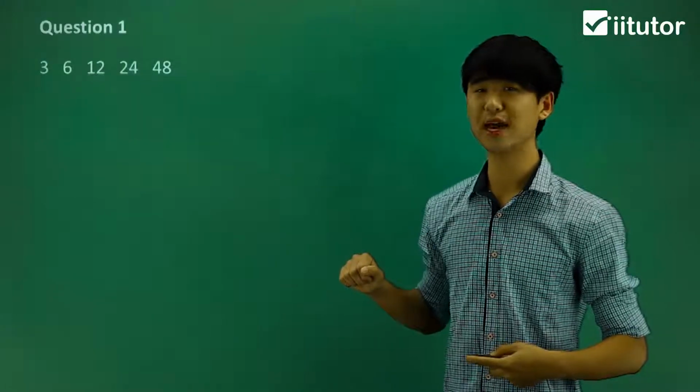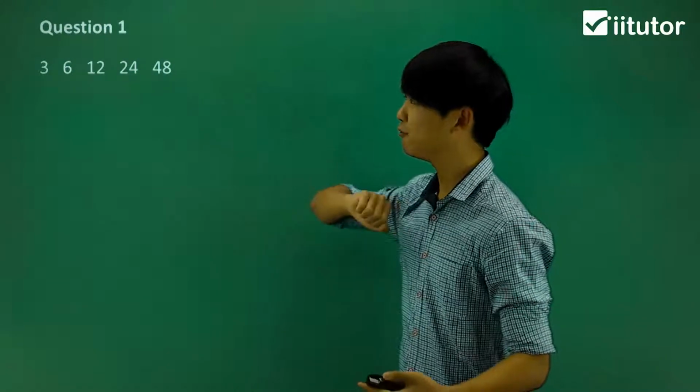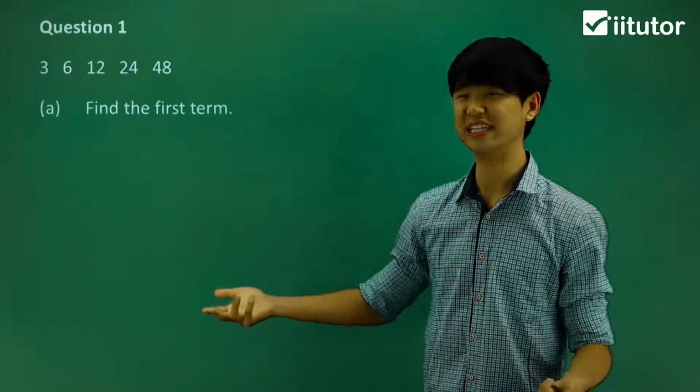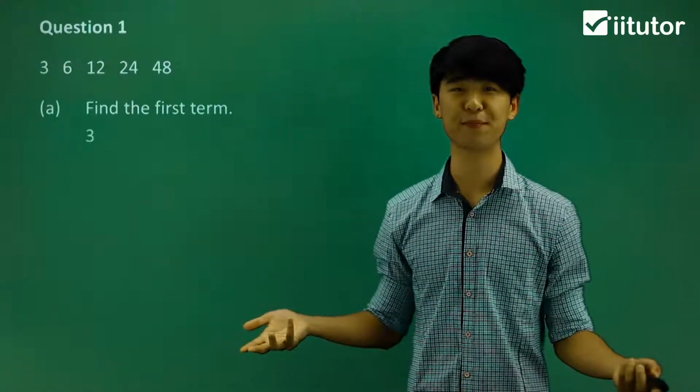So let's take a look at some geometric sequences. Looking at the first one, if we find just the first term, that is the easiest thing. We'll just look at the start of the sequence and we can see the first term is 3.